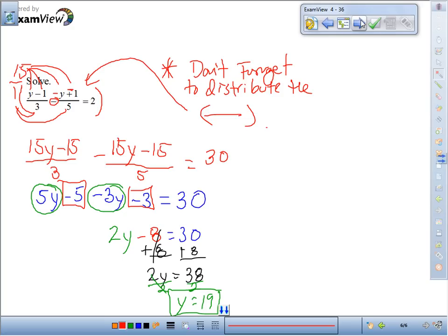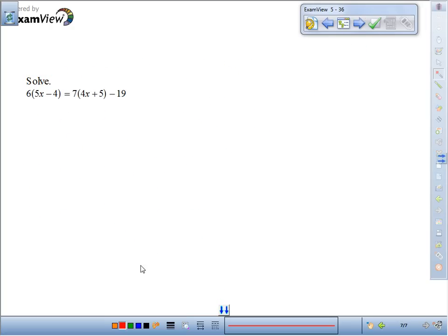Here we go. Any questions with this one? All right, here we go. Solve. Once again, to solve these multi-step equations, we need to get rid of parentheses, so we distribute. 6 times this, 6 times this, and over here 7 times this and 7 times this. So 6 times 5x, that's 30x. 6 times negative 4, that's negative 24.